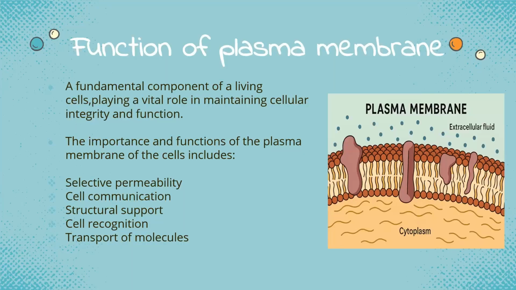And the next question is the function of the plasma membrane. The plasma membrane is a fundamental component of a living cell, playing a vital role in maintaining cellular integrity and function. The importance and functions of the plasma membrane of the cells include selective permeability, cell communication, structural support, cell recognition, and transport of molecules.